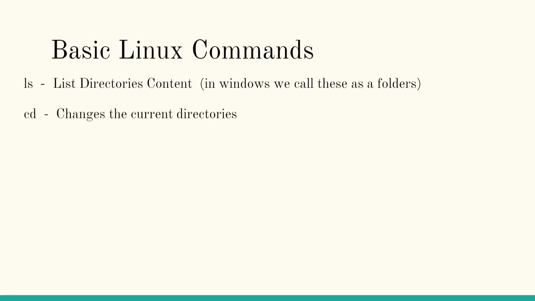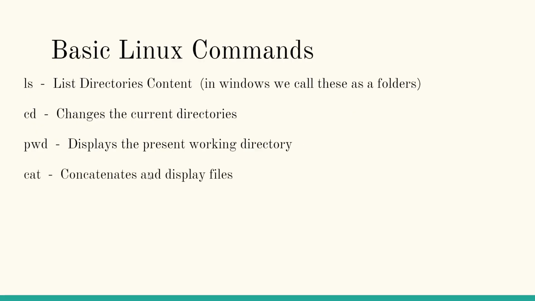cd is to change the current directory. pwd displays the present working directory. This is what it stands for. cat is for concatenation; it concatenates and displays files. This is used most likely for text files. Don't worry, we will talk about these and we will have a hands-on lecture later on.